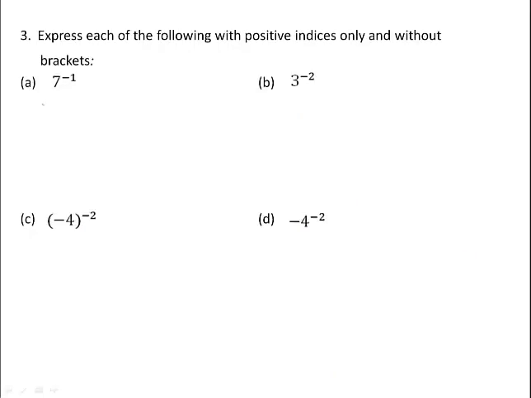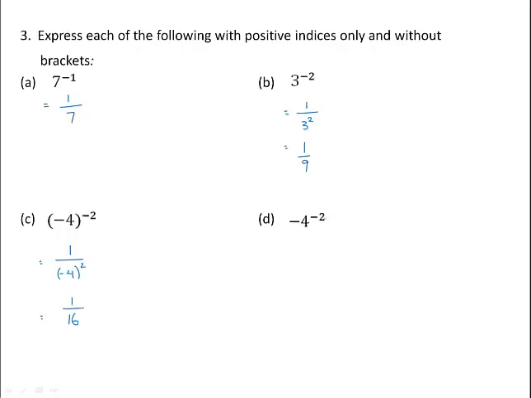To simplify 7 to the power minus 1, it's simply 1 over 7 to the power 1, or 1/7. 3 to the minus 2 becomes 1 over 3 squared, which is 1 over 9. Here the power of minus 2 applies to the minus 4, so this becomes 1 over minus 4 squared, and we must keep the brackets, because minus 4 squared is actually 16. So the final answer here is 1/16.